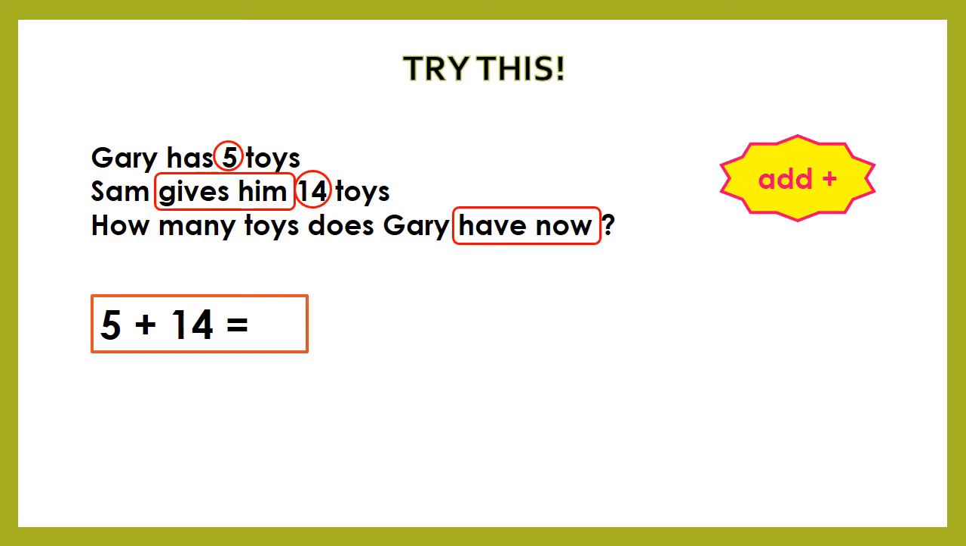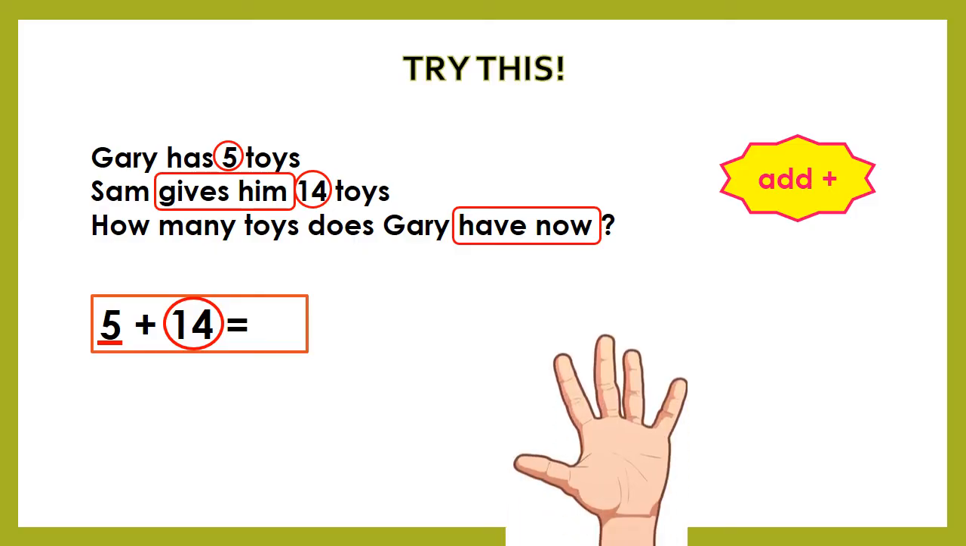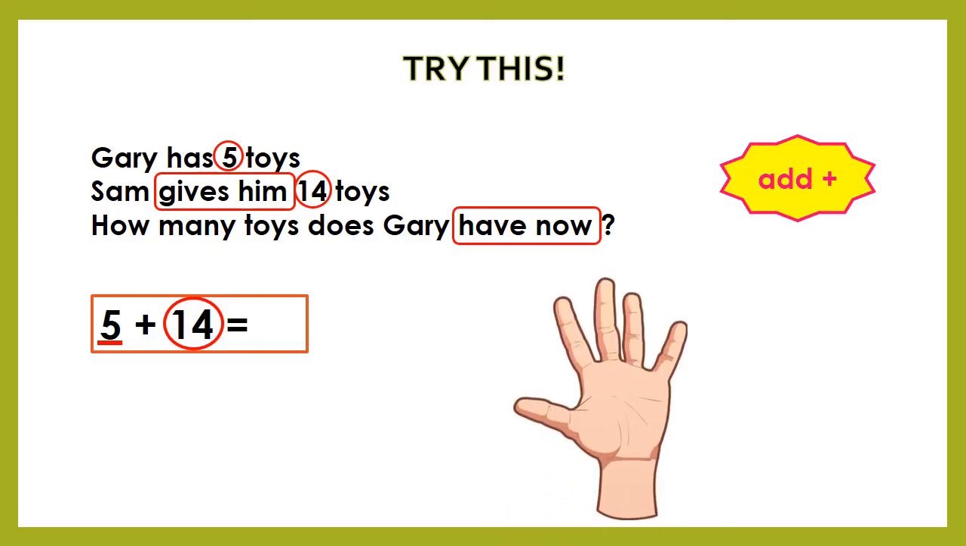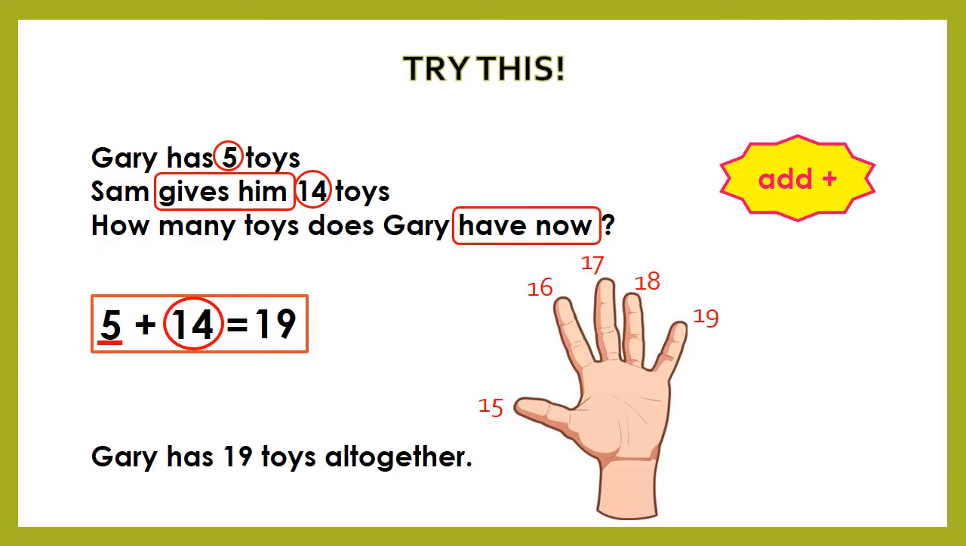Which number is bigger here? 14. We'll start counting from 14. Which number is smaller here? 5. Now let's have 5 fingers up and start counting on from 14. 14, 15, 16, 17, 18, 19. 5 plus 14, the answer is 19. Therefore, Gary has 19 toys altogether.